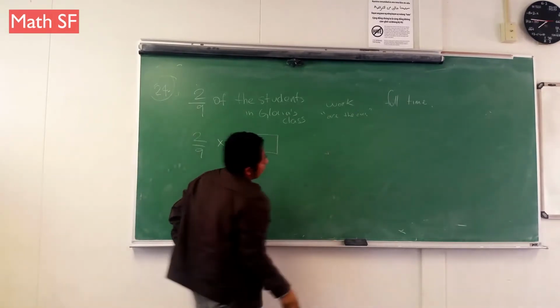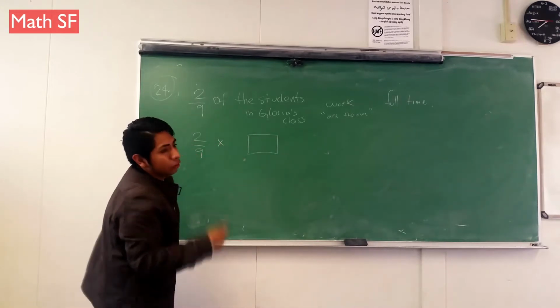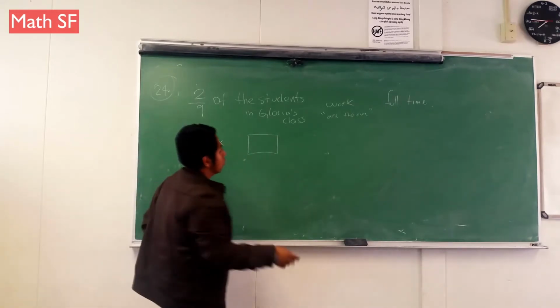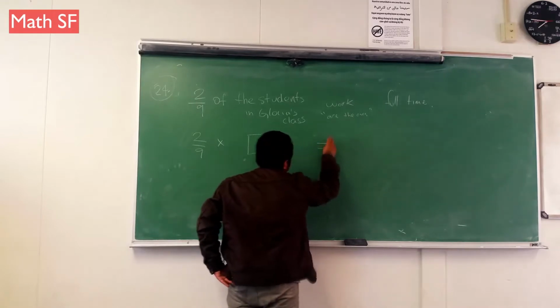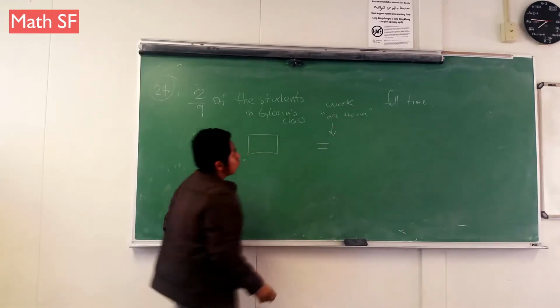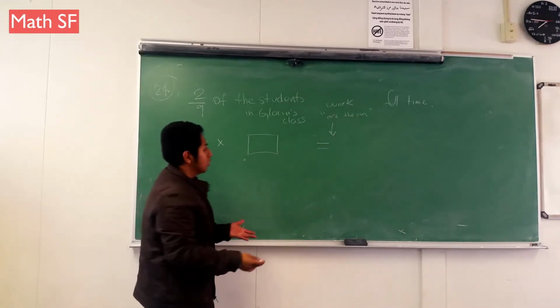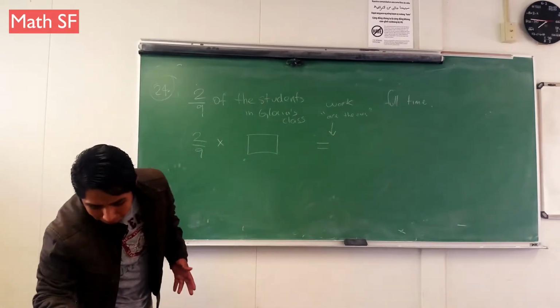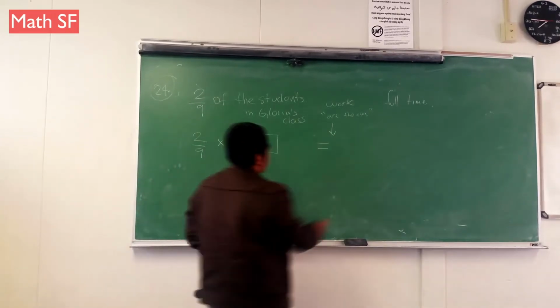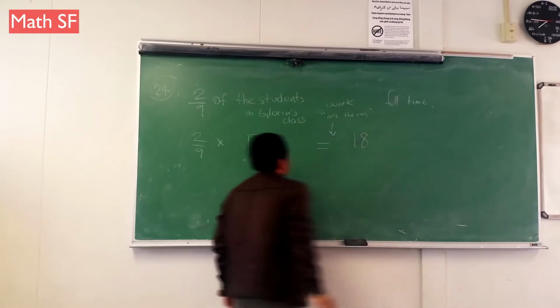So work, well actually when they say work full time, they're telling you are the ones that are working full time. So you should have an equal there for work full time. Do we know how many students work full time? Yes, it's given. And they say that 18 of them work full time. So that 18 should go there.